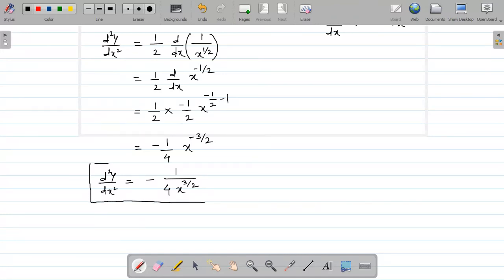So this is the concept of second order derivative. After getting first order derivative, again you have to differentiate the given function, means that derivative, with respect to x. So this is d square y upon dx square, that is equal to minus 1 upon 4 into x raised to 3 by 2.